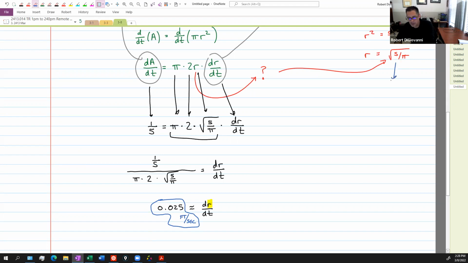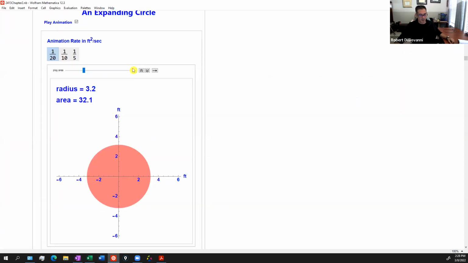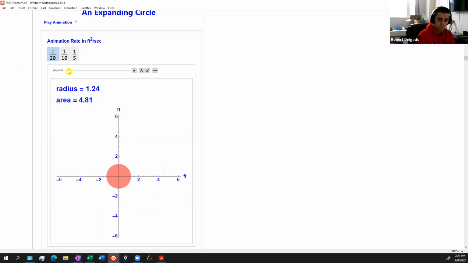This is about 1.26. That's what the radius is, approximately. So what we just did is we said, hey, look, this thing is growing, right? Where the area is growing at a constant rate, the radius is slowing down. But if we go back to exactly the moment when the radius was 1.26, somewhere around there, at that instant, the radius is growing at, what did we say? 0.025 feet per second at that instant.